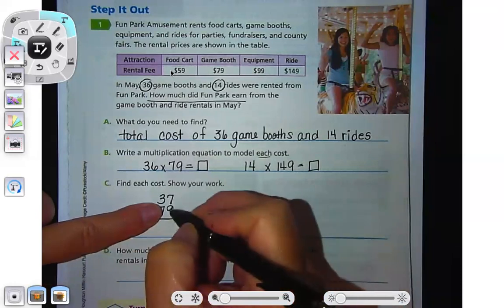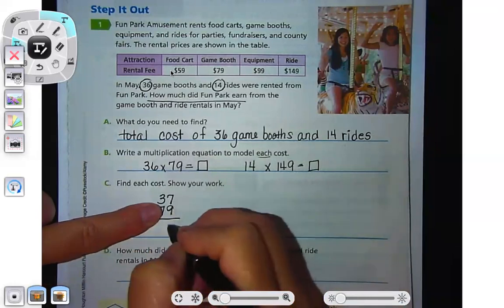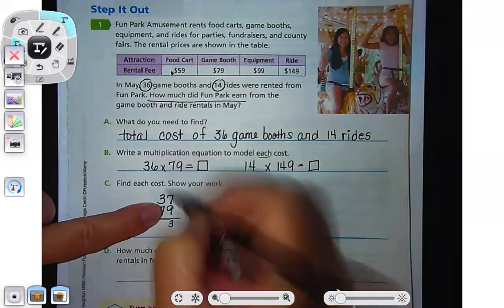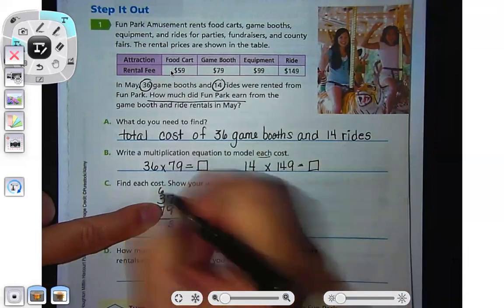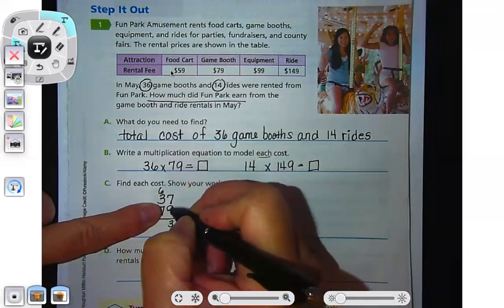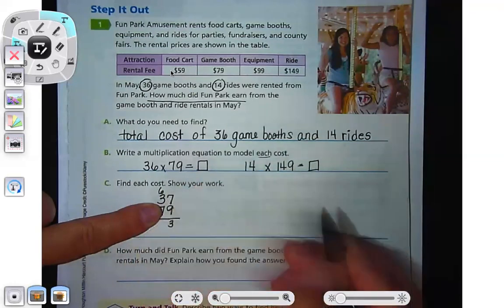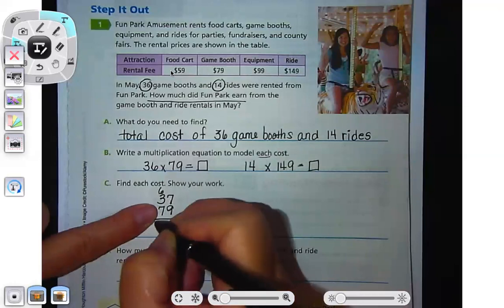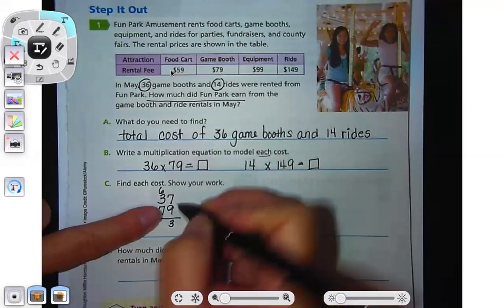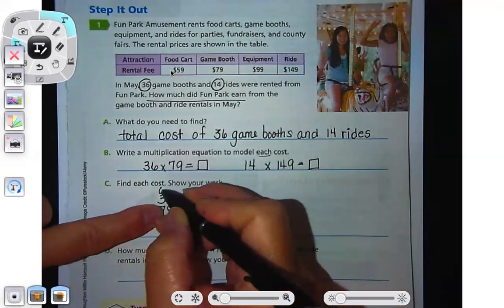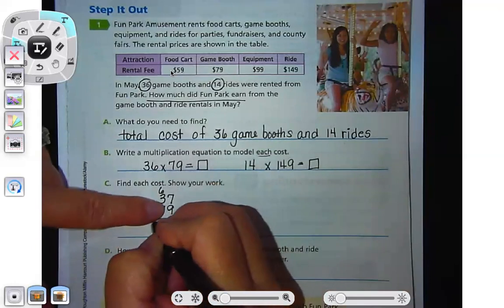All right, so here we're going to start in the ones place. So we're going to multiply 9 times 7 is 63. I'm going to drop my 3 off and regroup my 6 tens. 9 times 3 is 27 plus 6 more is, thinking and doing this, 27 plus 6 more is 33.